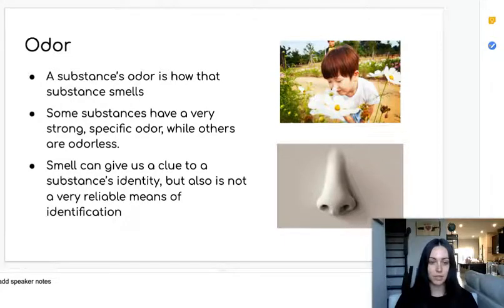Odor sort of has a negative connotation, so oftentimes we may think odor to be a bad smell, but that's not necessarily true. Some substances have a very strong specific odor. That might be a bad odor. That could be a very good or a sweet odor. Some other substances may have a very weak odor or be what we call odorless, have no smell at all. Smell, like color, can give us perhaps a clue or an idea to a substance's identity, but it's also not a very reliable means of identification because I can't be so specific about an odor, as well as the fact that some substances may have similar odors and some substances don't have an odor at all.